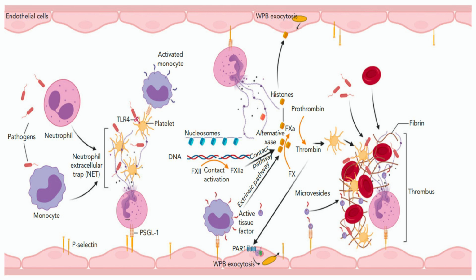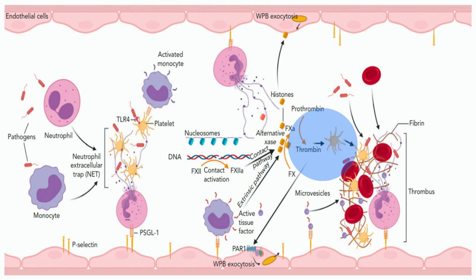PSGL1, or P-selectin glycoprotein ligand 1, is involved, likely in the adhesion and signaling processes related to thrombosis. Interaction of pathogens with neutrophils, macrophages, and platelets leads to the formation of neutrophil extracellular traps, or NETs. Components of NETs, such as histones and DNA, nucleosomes, amplify the coagulation pathway. The result is increased thrombin generation.